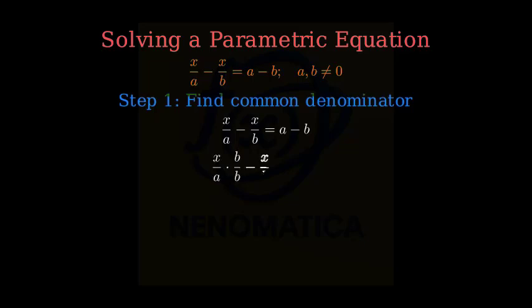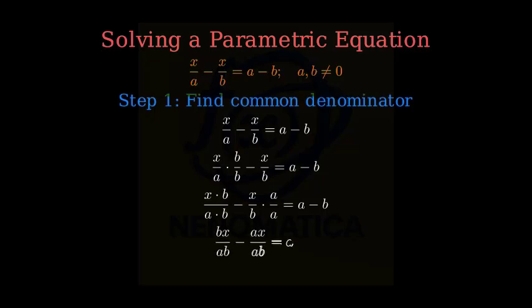So we'll multiply the first fraction by b over b to get bx over ab. And we'll multiply the second fraction by a over a to get ax over ab. This gives us bx over ab minus ax over ab equals a minus b.